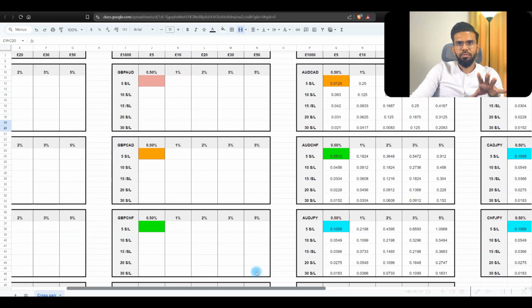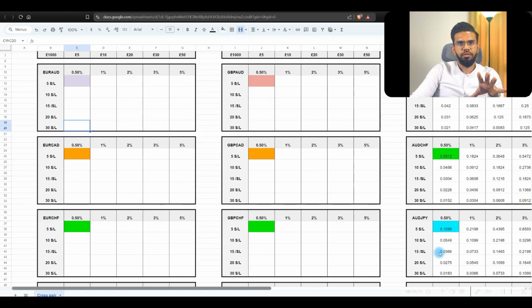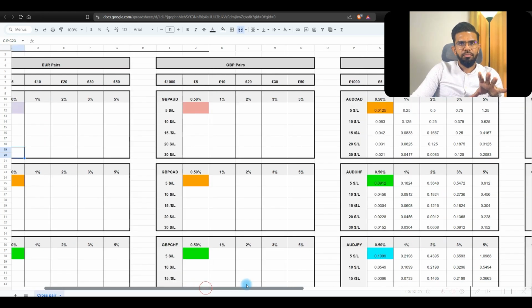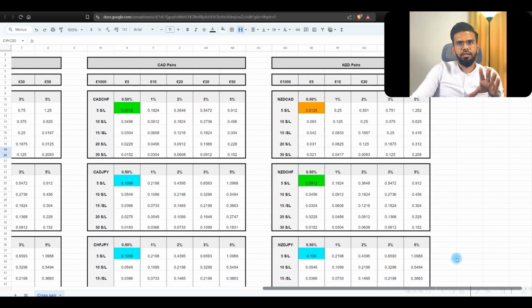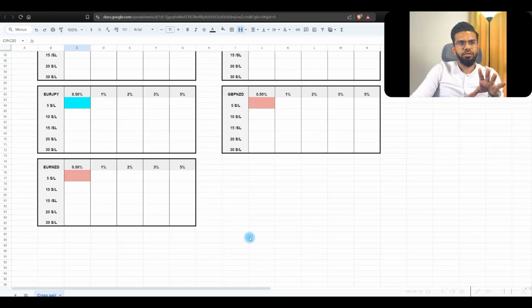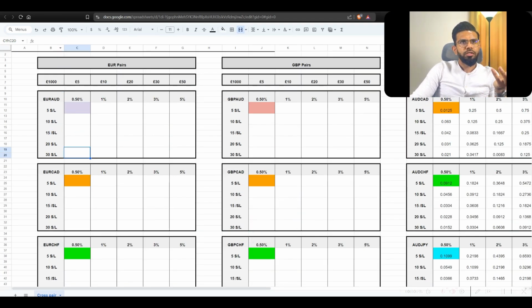When you receive this table, it's going to be empty. It's for all the pairs here. You can see Euro pairs, Great Britain, AUDs, CAD. So you can choose the pairs you're going to trade. Let's say you only want to trade one pair, Euro USD, you can just use this.